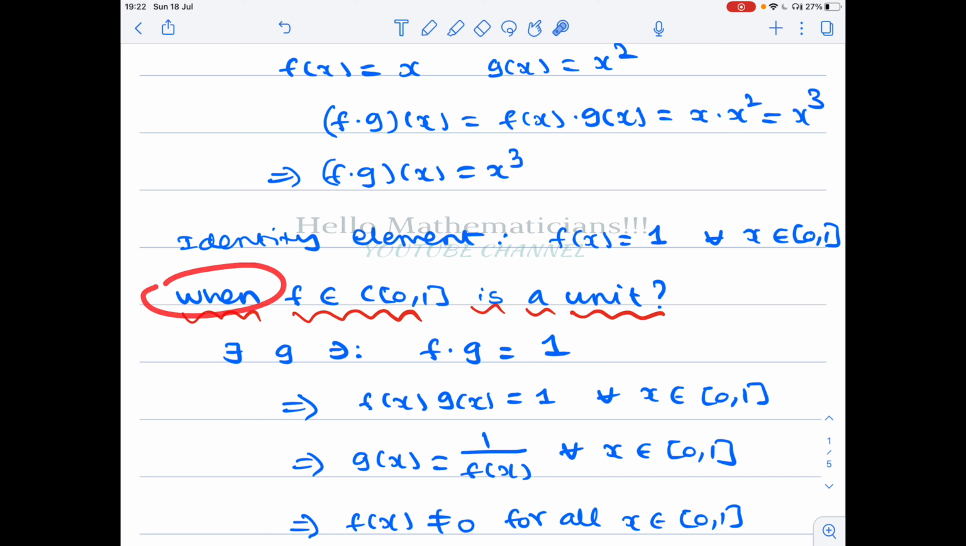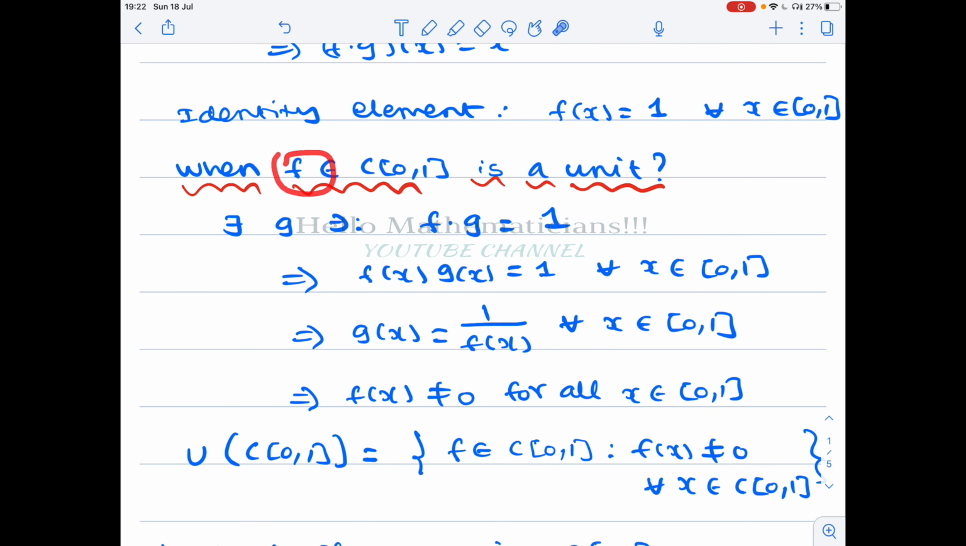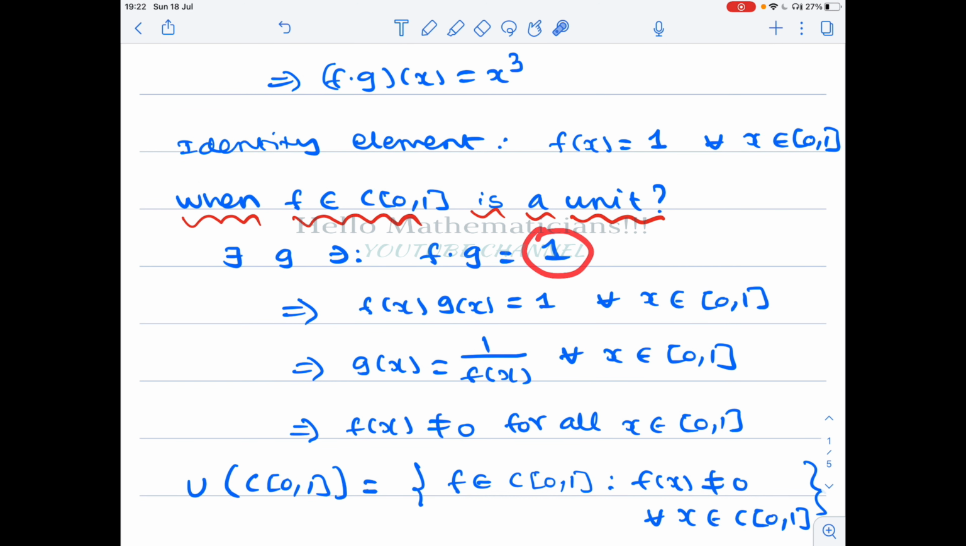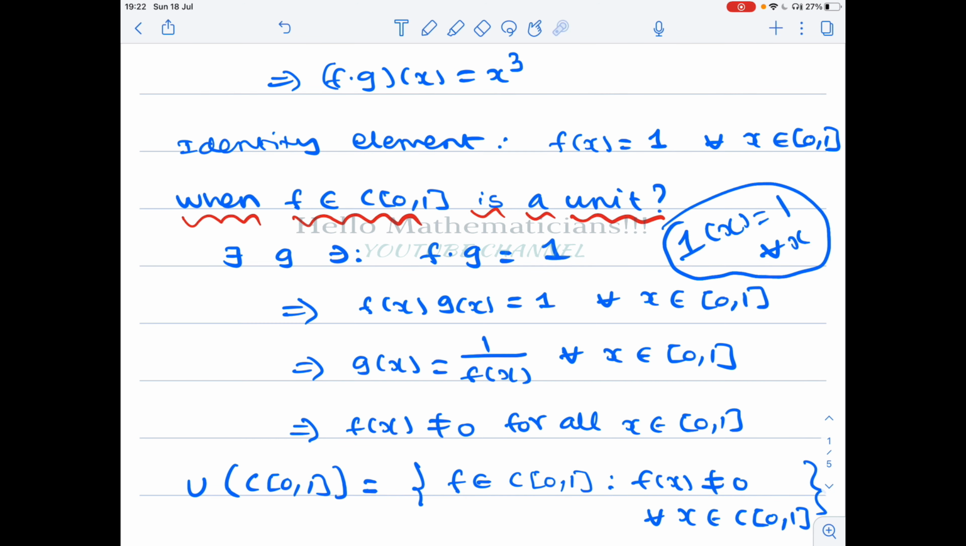Now we check when an element f belonging to C[0,1] will be a unit. f is a unit if there exists a g in C[0,1] such that f times g equals 1. Therefore g is the multiplicative inverse of f. What is the definition of f times g? It means f(x) times g(x) equals 1 for all x in [0,1]. Note that this is not the number 1, this is the constant function 1, that is, 1(x) equals 1 for all x. This is the definition of the constant function 1.